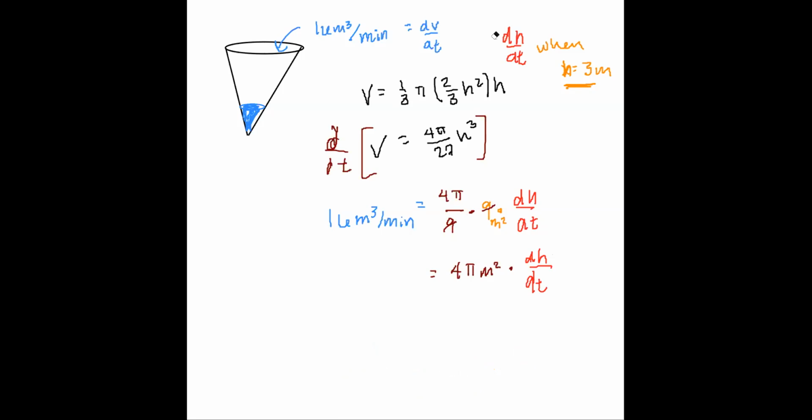Then I am going to divide. This whole thing gets divided by 4 pi meters squared. That means this side also gets divided by 4 pi meters squared. So 16 divided by 4 pi is going to be 4 over pi. And my units are going to be what? Meters per minute. Perfect. And that is going to be equal to dh dt.